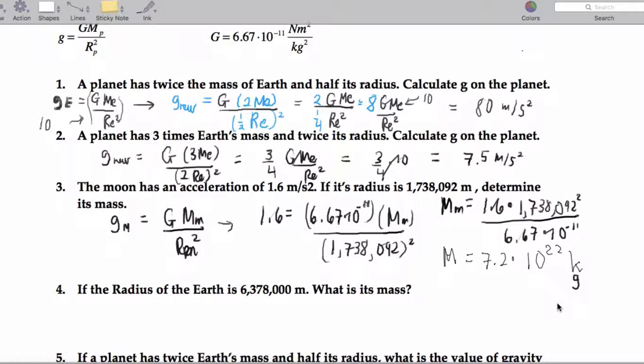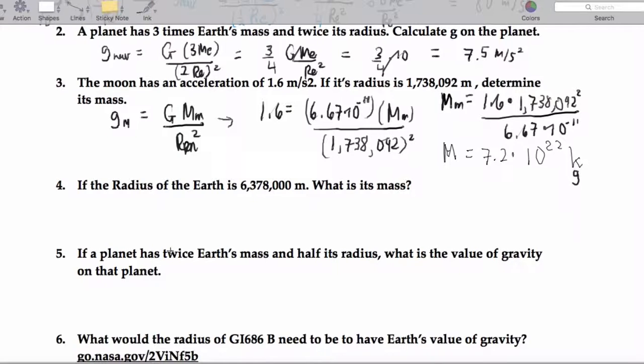Lastly, on number 4, it says that the radius of Earth is this much. We want to know its mass. I'd like to leave you to try to calculate that, but what you should get for the mass of the Earth, and 5 is a repeat, sorry about that, is about 6 times 10 to the 24th kilograms.